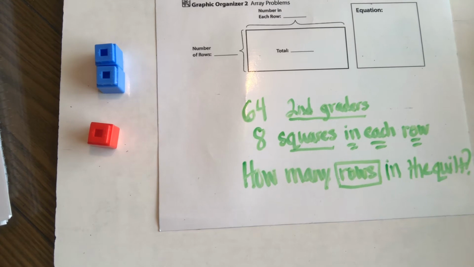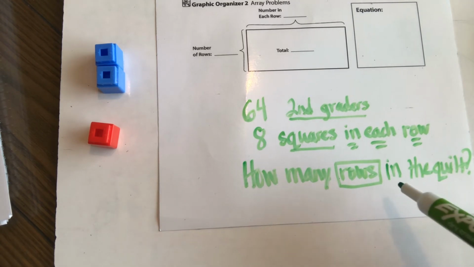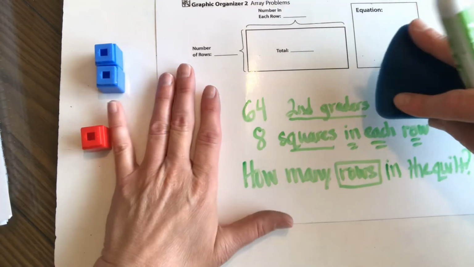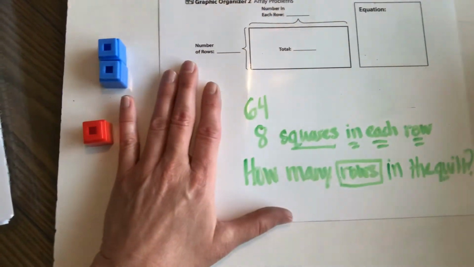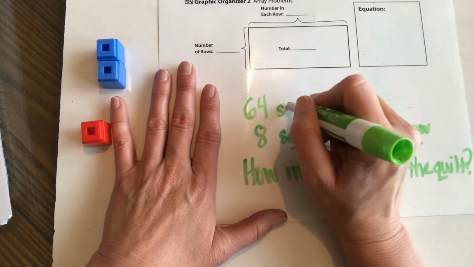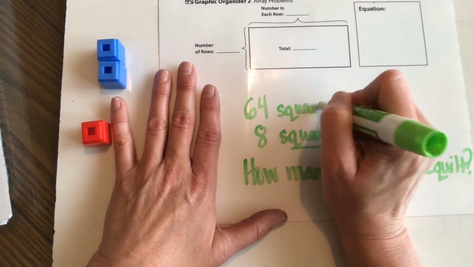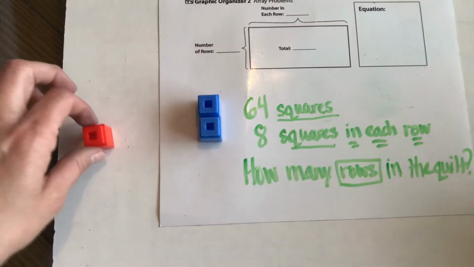Let's think about this. If each of the 64 second graders has a quilt square, is the 64 really talking about the second graders or their quilt squares, especially since there are 8 squares in each row of the quilt, and I want to know how many rows there are. Since the story is really about the quilt, and I know that each second grader has a quilt square, we can understand that there are 64 squares in the quilt. Does that make sense?